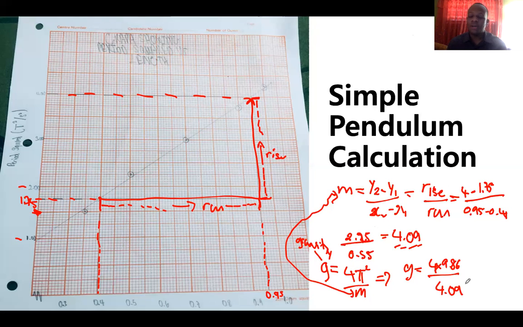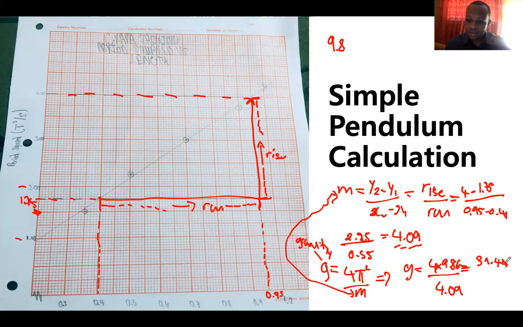Anybody remember the value for gravity? We spoke about this in the past. 9.8. Right. So somebody's reading over the notes. Now let's calculate this. So we have 4 times 9.86. What are we getting here? 39.44.